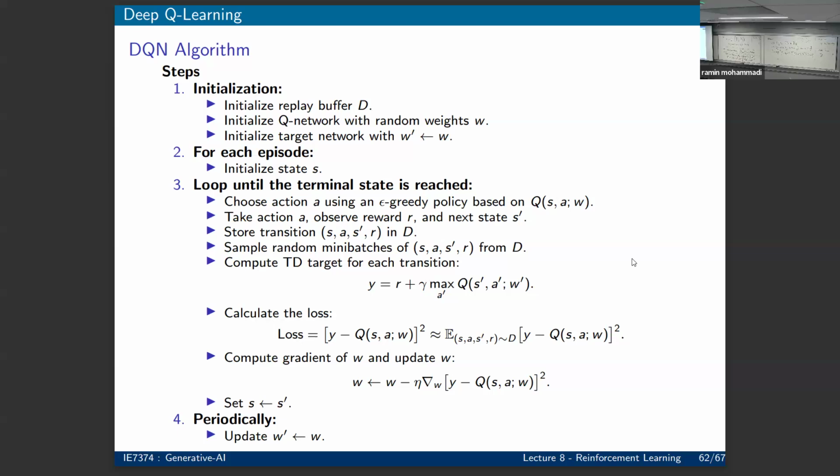Then based on the action, you get a reward and go to the next state. You save this transition, a state, action, reward, and next state, into the buffer that you have for later. Once in a while, you sample randomly from this buffer. You compute the TD target, calculate the loss, update the gradient, and repeat. And once in a while, you update the parameters of the second model, the target network, to be equal to the parameters of the first model.